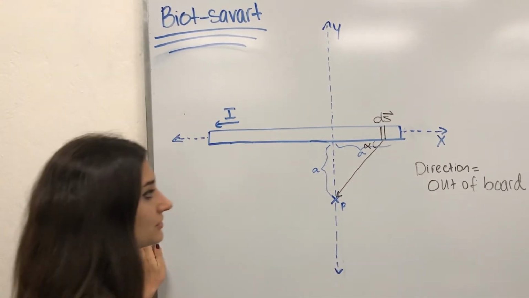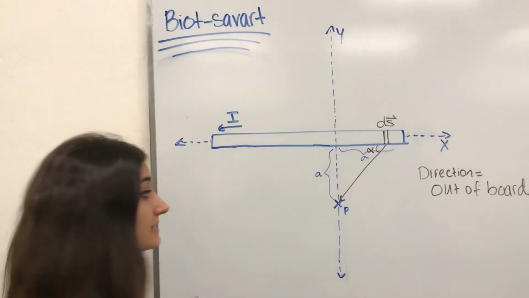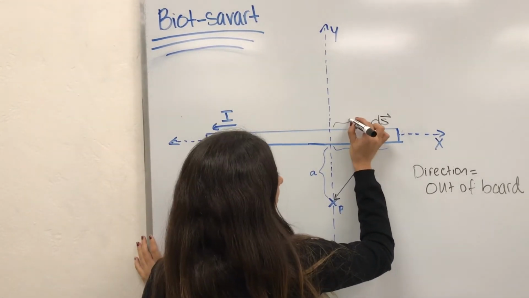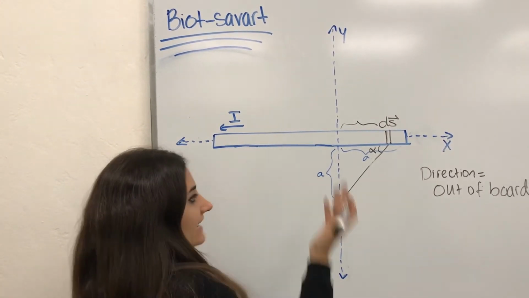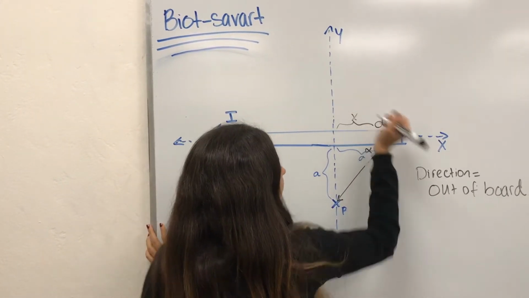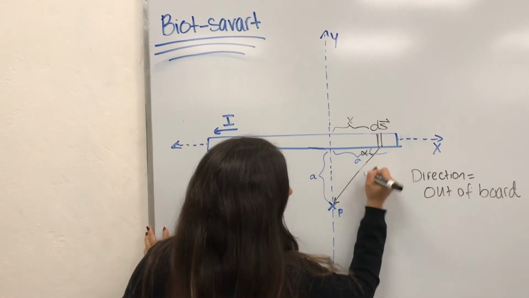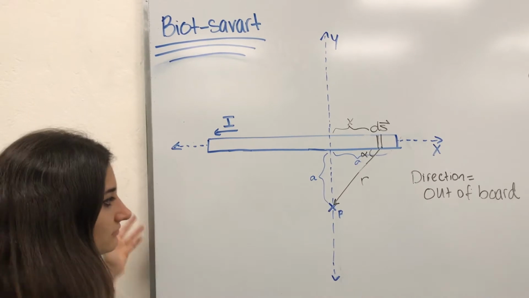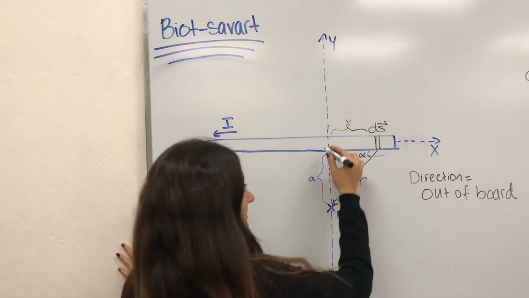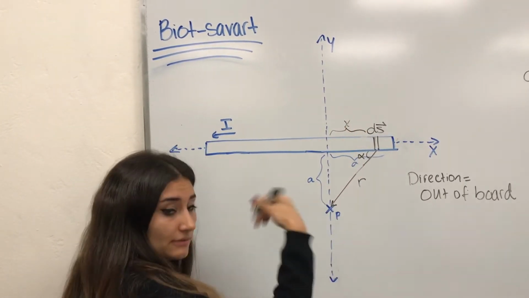The next thing to do is determine your variable. Here our variable is going to be x, or whatever letter you want to call it, as long as it's not a or P or I. So you can just call this x right here, and this is obviously going to be r. To determine what r is, it's just the Pythagorean theorem, so it's going to be the square root of a squared plus x squared.